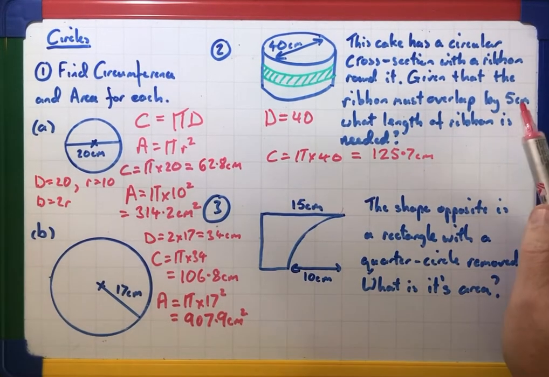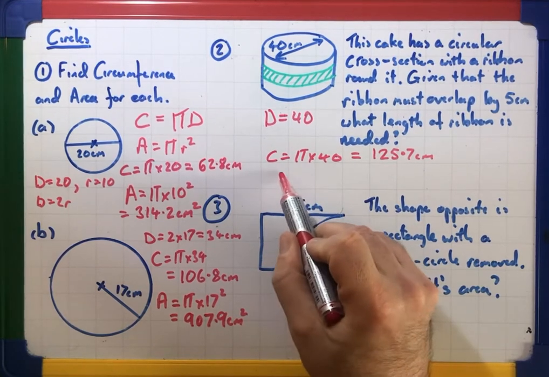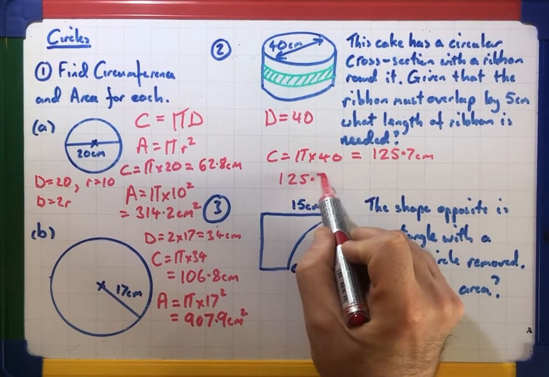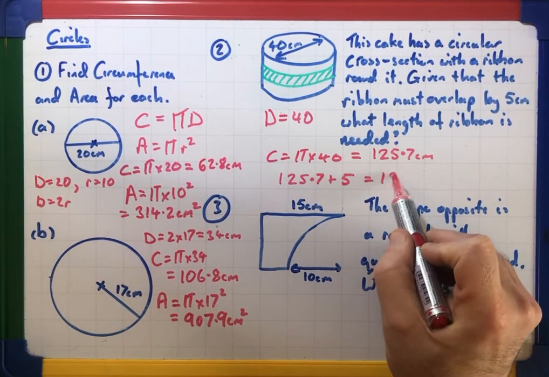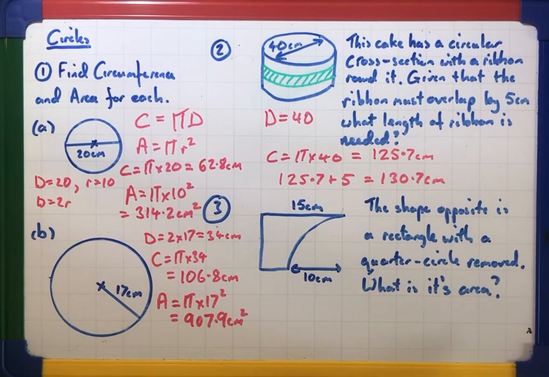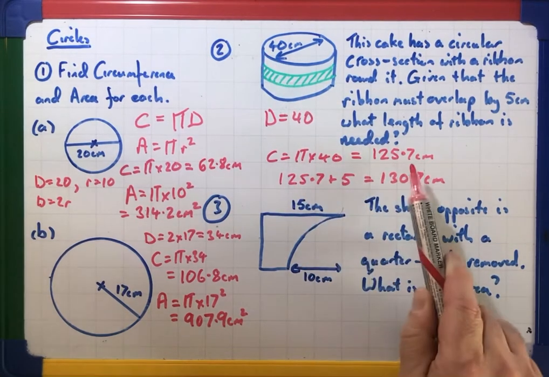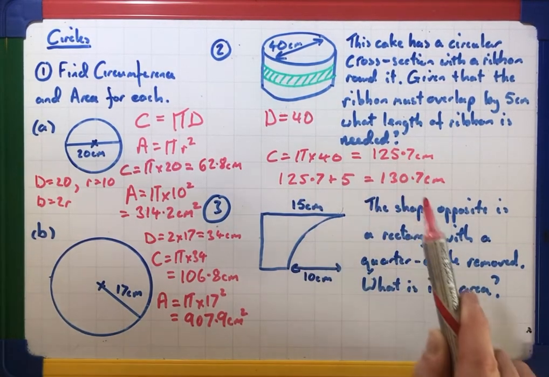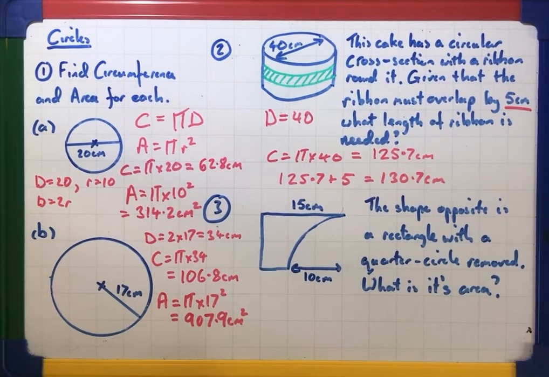But that's not the end. They said it must overlap by 5. So the ribbon needed will be 125.7 plus 5 for the overlap, which gives me 130.7 centimetres to one decimal place. Okay? So we could see it was just the circumference of this, which we worked out, same as before. Then, because they said it had to overlap by 5, we had to add on 5 centimetres. And it's a length, so it's centimetres.